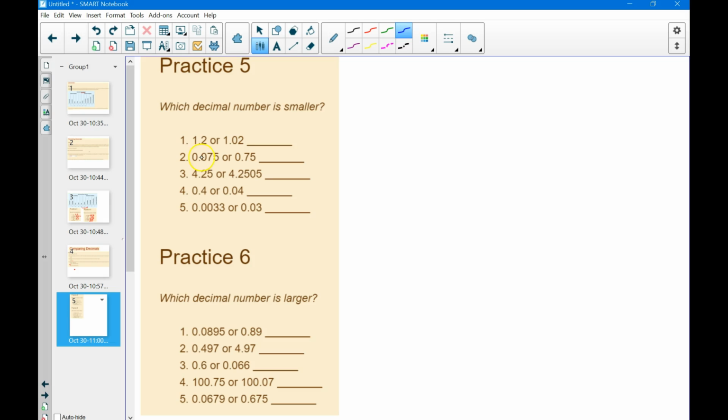Well, if you look at these numbers here, the decimal point is here. The first number after the decimal is a 2. And the first number here after the decimal is a 0. So the smaller number is going to be 1.02.